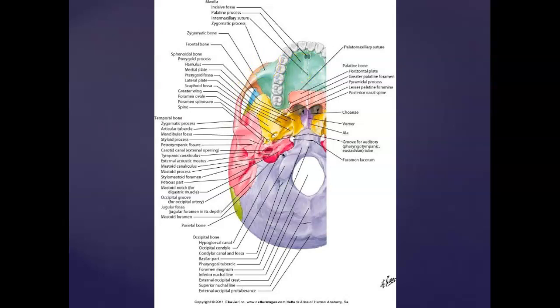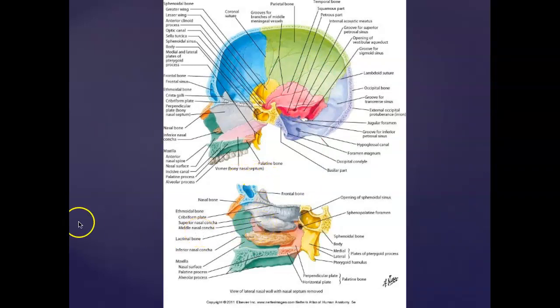The maxilla, if I go to a side view here again, also has a sinus. Oh, let's see. Maybe I can't find that one. No, it also has a sinus. It's hollow. I'm not going to be able to find a picture there of the sinus of the maxilla, but it does have a sinus as well.